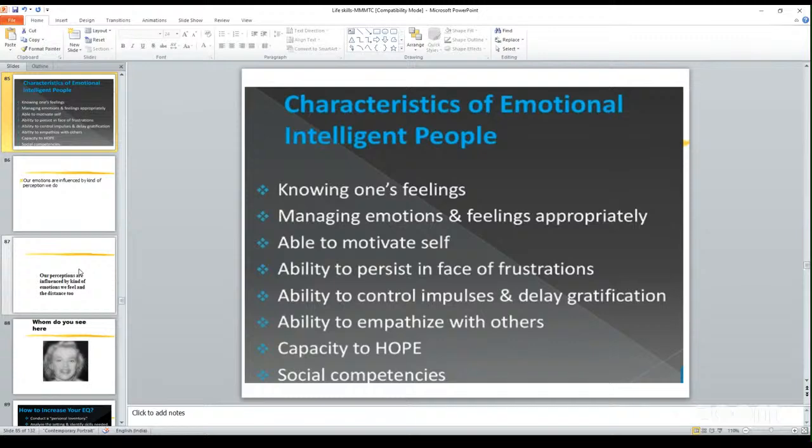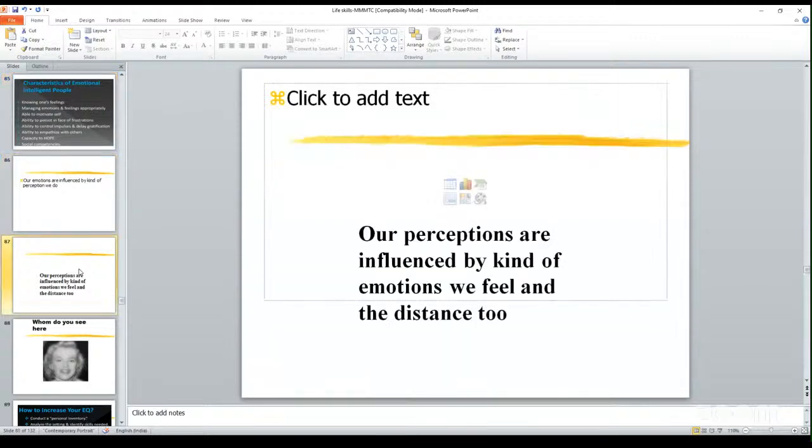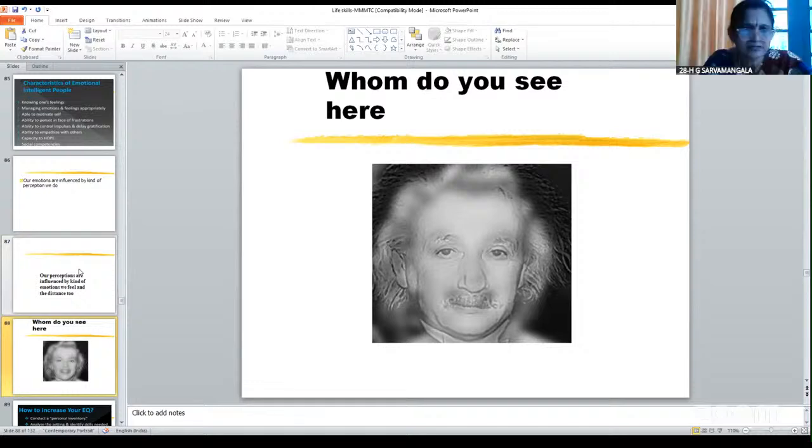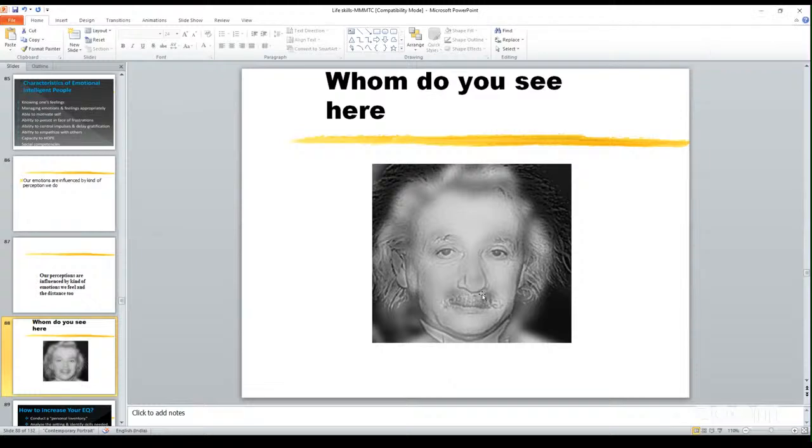Now, it is said that our emotions are influenced by many issues. Just one picture I'm going to show you. Whom are we going to see in the picture? Can anyone answer this? Einstein, sir. Einstein, madam. Are you sure, madam? Okay, you are saying Einstein, right? Is the majority telling you are going to see Einstein?